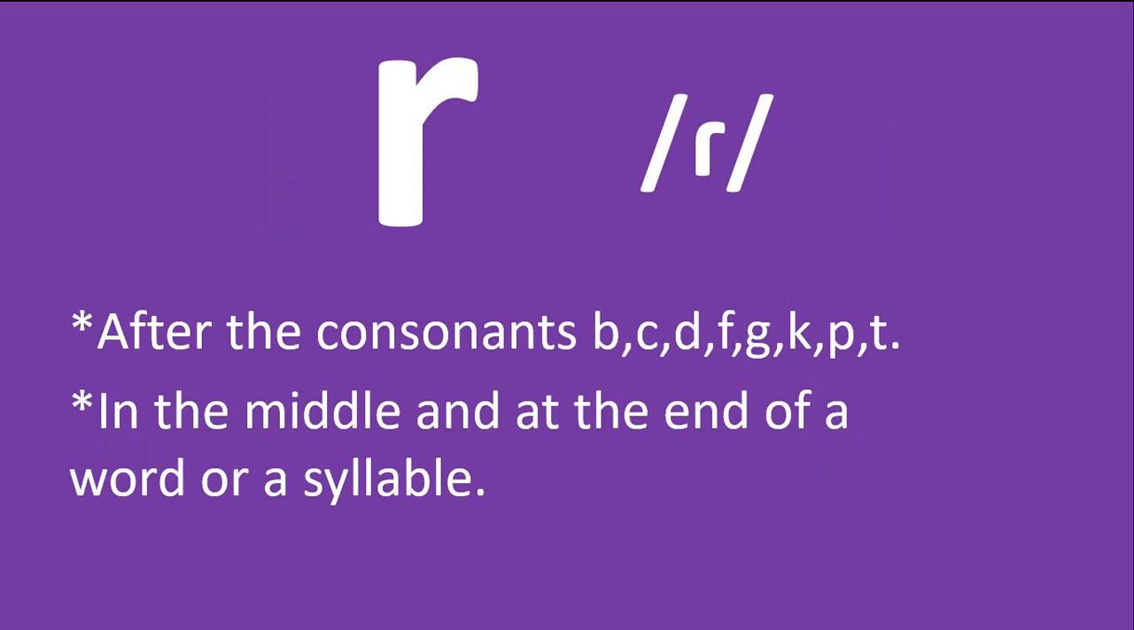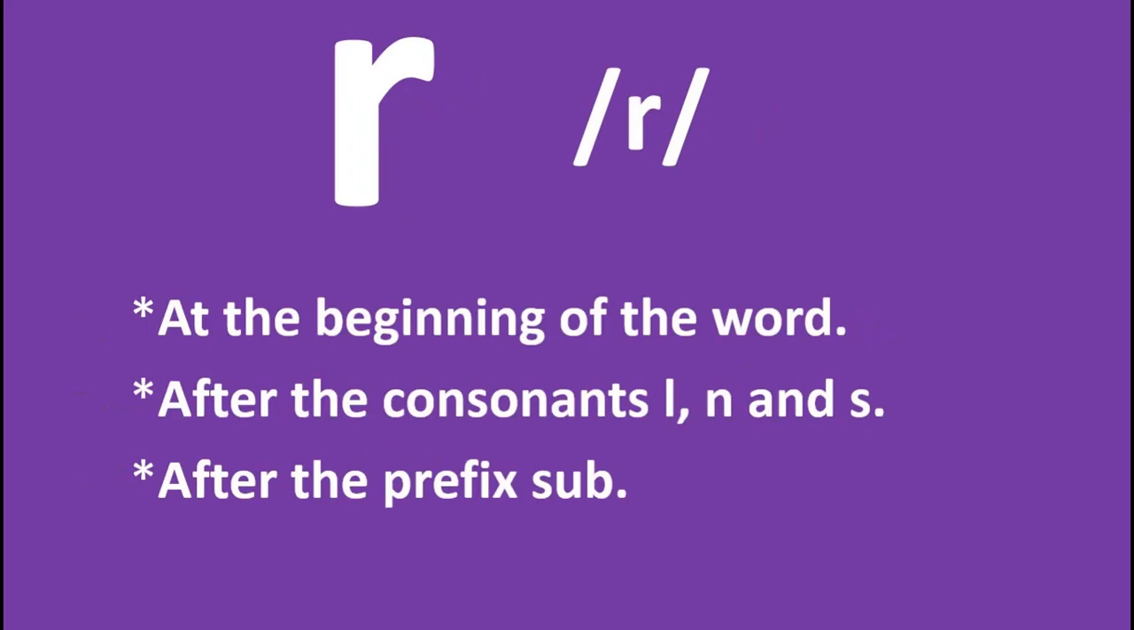The letter R has a soft sound when it is written after the consonants B, C, D, F, G, K, P, T, or when it is in the middle and at the end of a word or a syllable. The letter R has a strong sound when it is at the beginning of a word, after the consonants L, N, and S, and after the prefix sub.